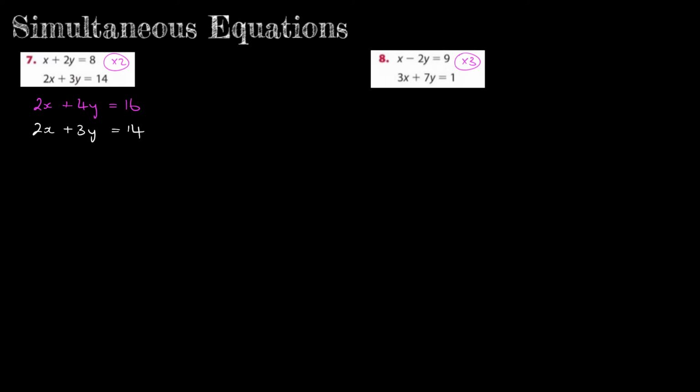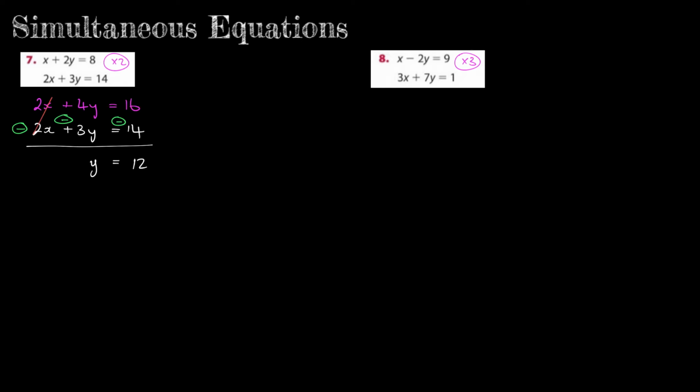Now I need to look at those two equations and think, will I add them or subtract them? In order to get rid of the x's, in this case, I'll need to subtract my equations. So I'm going to subtract the 2x, subtract the 3y, and subtract the 14. The x's will cancel, and I'll be left with 4y take away 3y, which leaves me with 1y. So y is equal to, if I have 16 and I take away 4, that leaves me with 12.